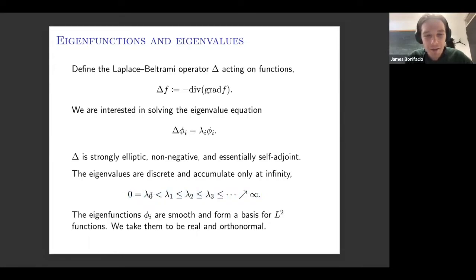So I have λ_0 equals 0, which is the unique 0 eigenvalue, because I've assumed that the manifold is connected. Then there's some non-zero gap to the first non-zero eigenvalue λ_1, which is also called the spectral gap. And then λ_2 is greater than or equal to λ_1, because I've listed them with multiplicity, and so on, all the way up to infinity. We also know that the eigenfunctions φ_i are smooth by elliptic regularity. And by the spectral theorem, they form a basis for the square integrable or L2 functions on the manifold. Without loss of generality, I'm going to take them to always be real and orthonormal.